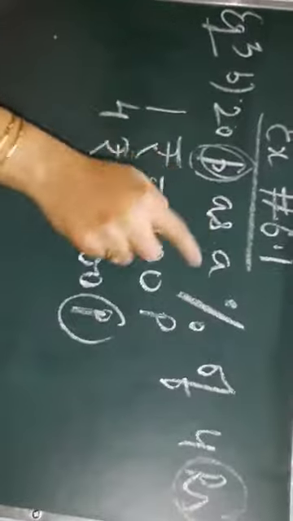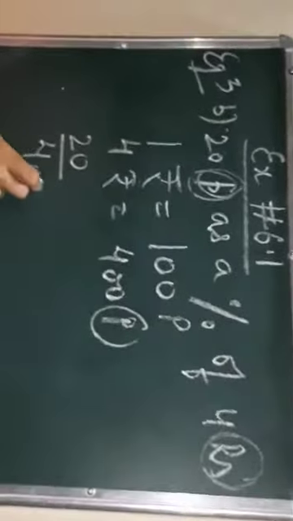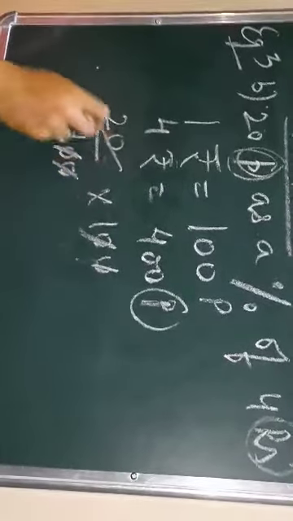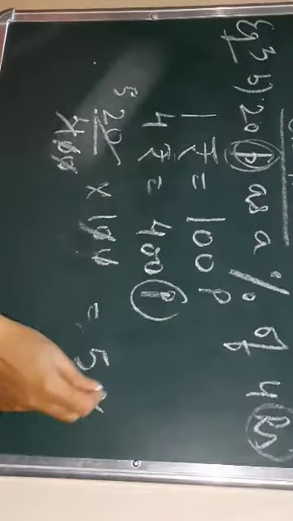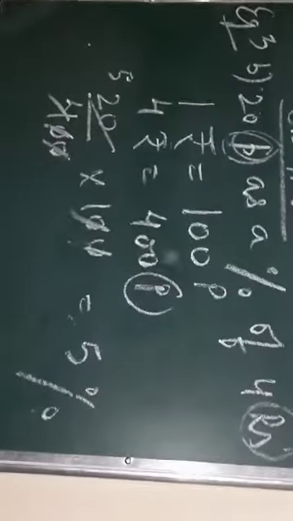Okay, so again, as you have to express this as a percentage, we will write 20 upon 400 into 100. Do the cuttings, 4 5s are 20. So the answer will be 5%. That means 20 paisa is 5% of rupees 4.